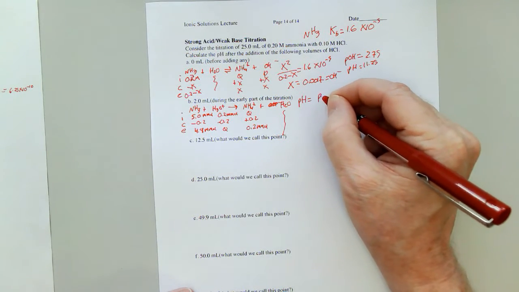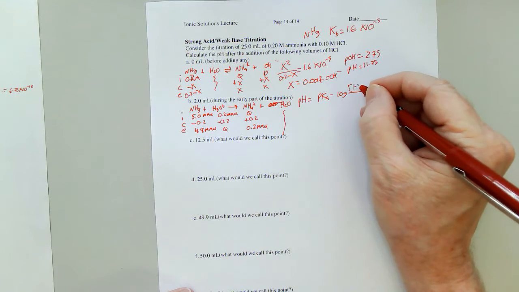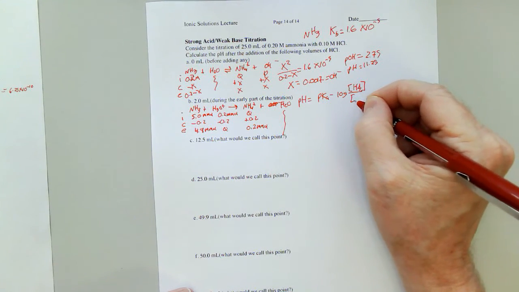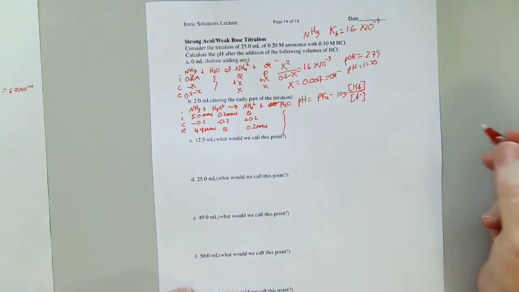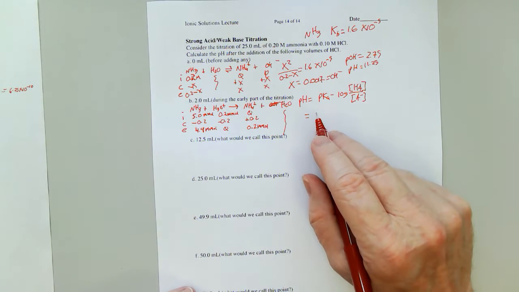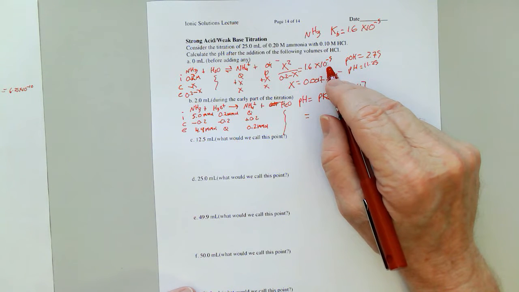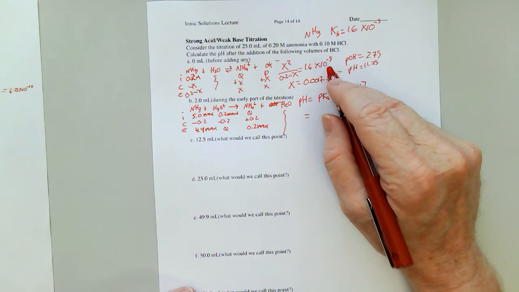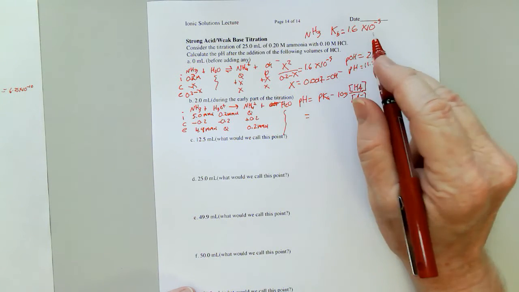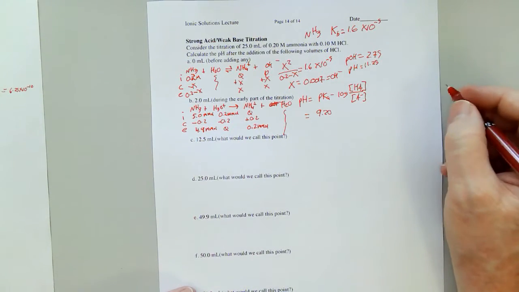So pH equals pKa minus the log of HA over A minus. Now, turns out that I can get the pKb, which is the negative log of this number, okay, which comes out to be 4.8. And then I subtract that from 14, and the pKa is 9.20.